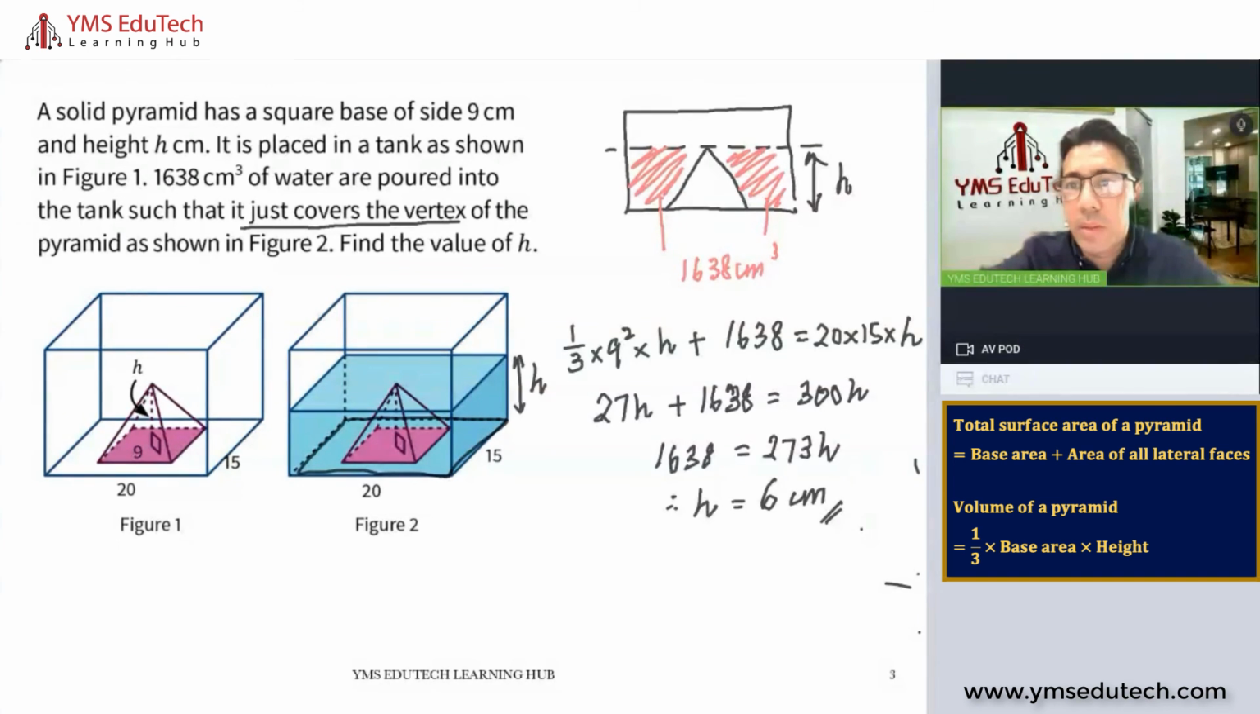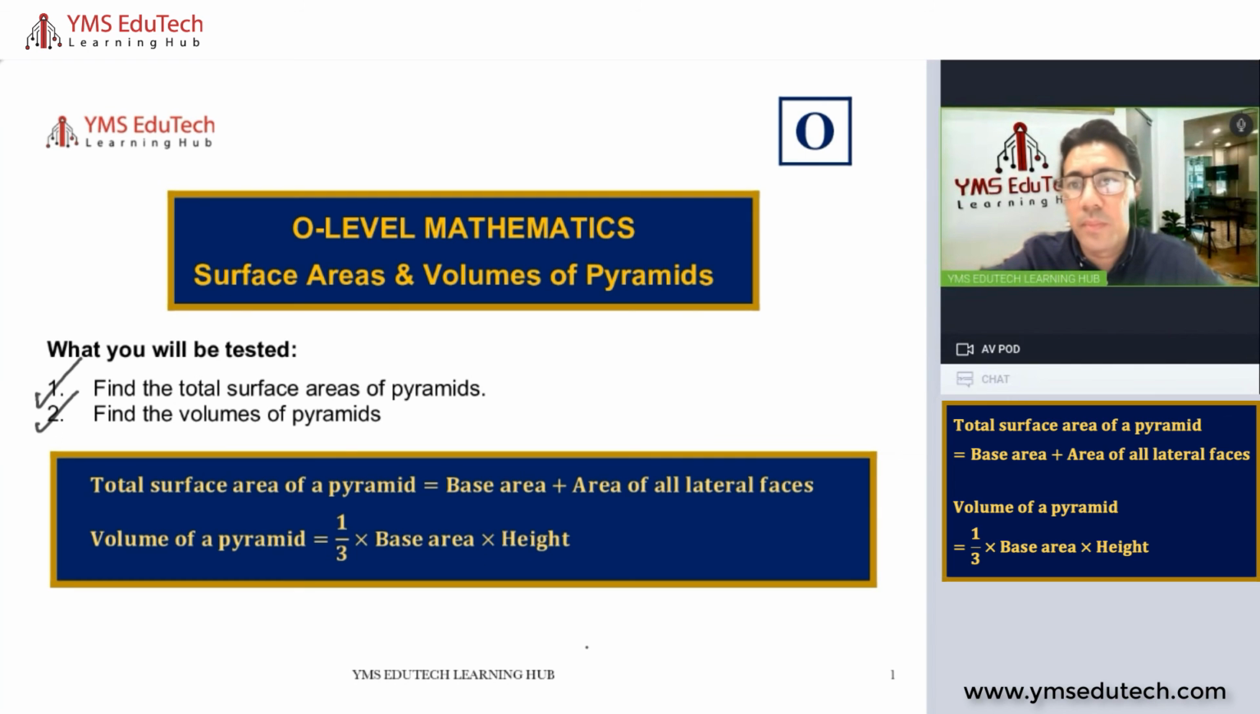Let's do a quick summary of this topic. What will you be tested in this topic? First is finding the total surface area of pyramids. Second, the volumes of pyramids. And what is the total surface area of a pyramid? It's the sum of the base area and the area of all lateral faces. Whereas the volume of a pyramid is 1/3 times base area times height.